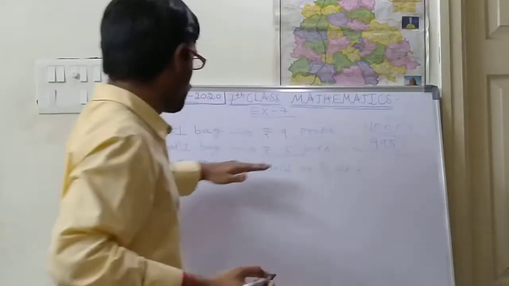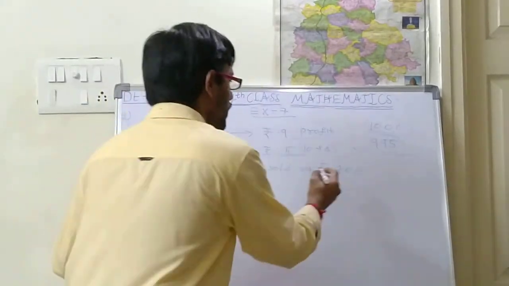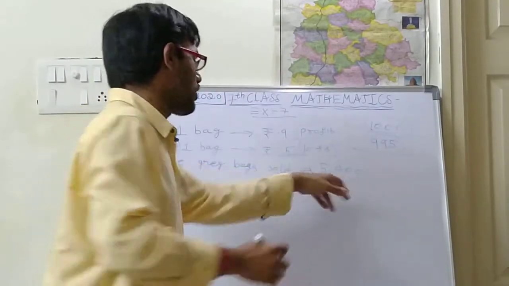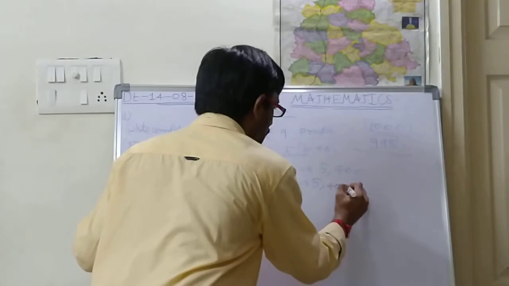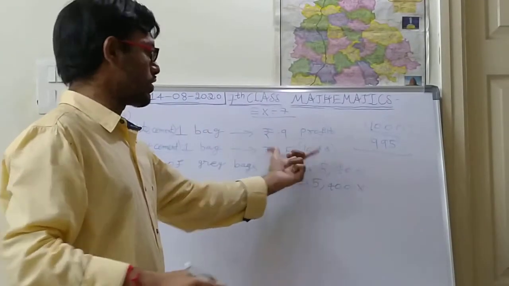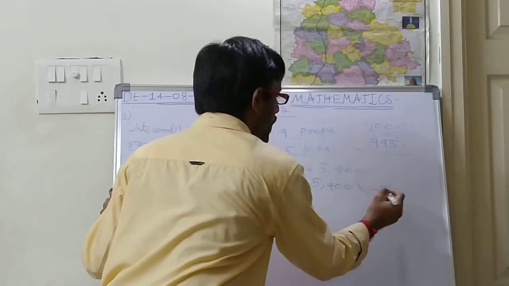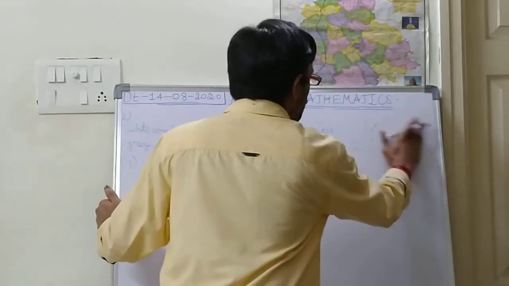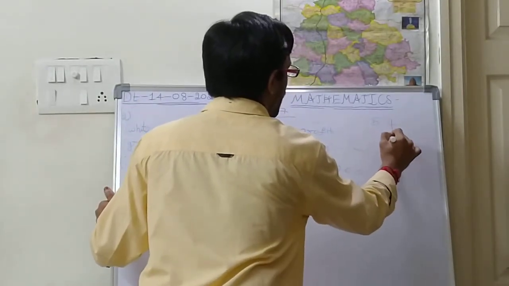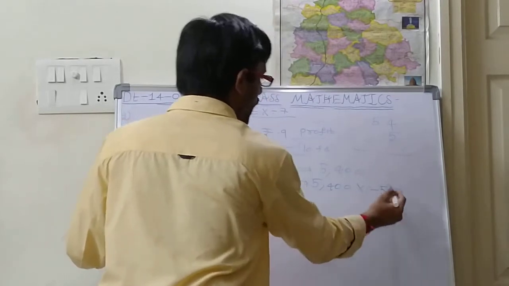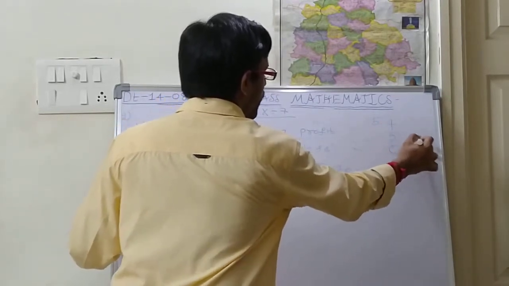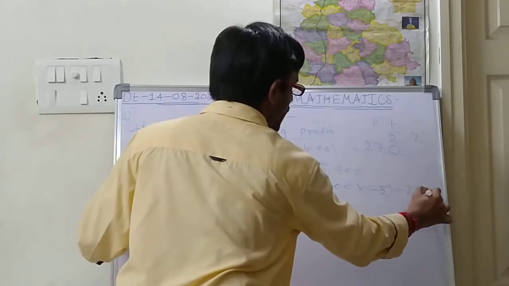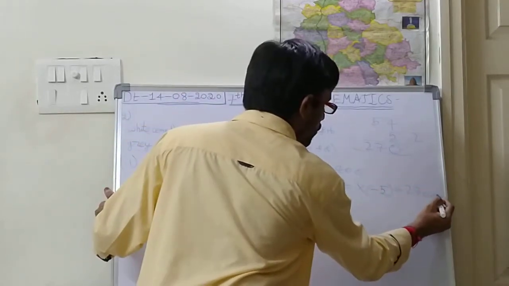So suppose they sold 5,400 bags, what will be the result for this? So 5,400 into loss, 5 rupees loss. So into minus 5. So what is the answer? 5,400 into minus 5. So simply do this one. 54 into 5. First do 54 into 5. 5 fours are 20, 5 fives are 25 plus 2 is 27. So 270, and add 2 zeros.